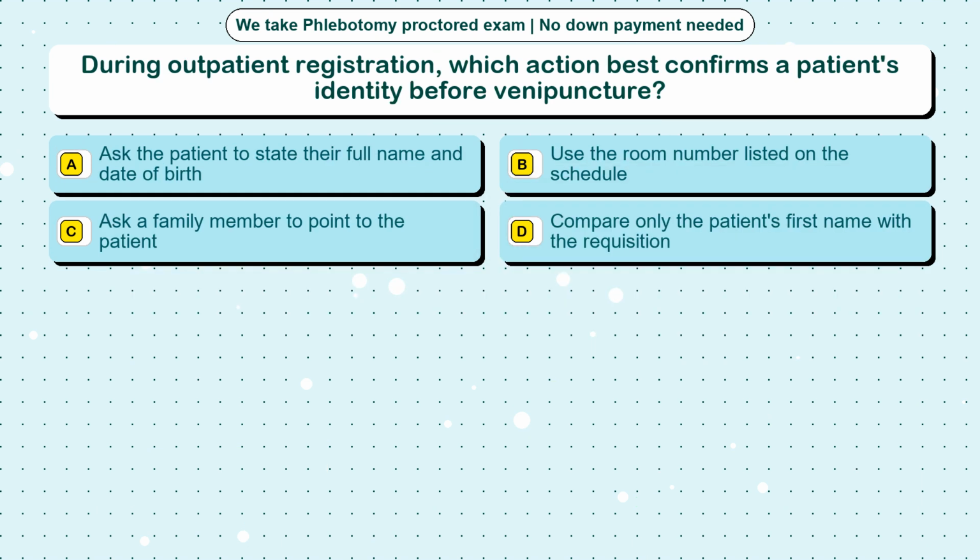Question 19. During outpatient registration, which action best confirms a patient's identity before venipuncture? Option A.